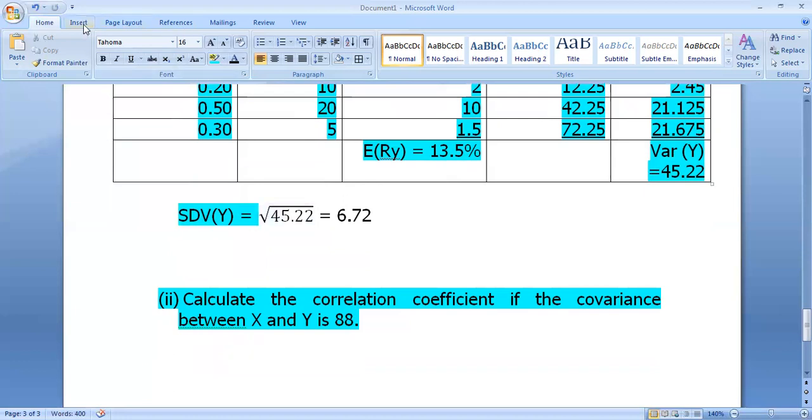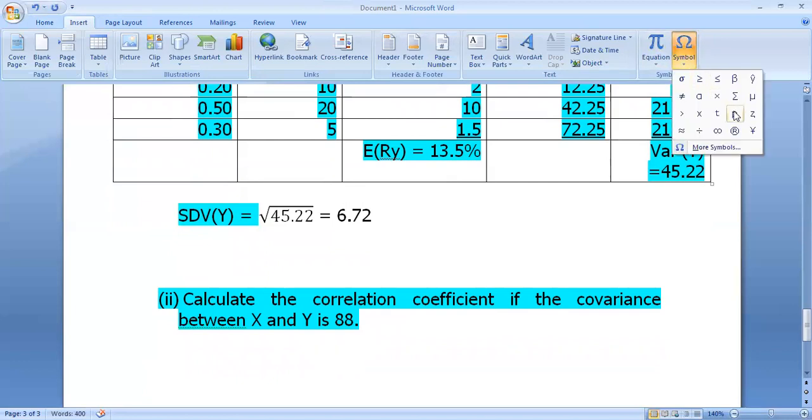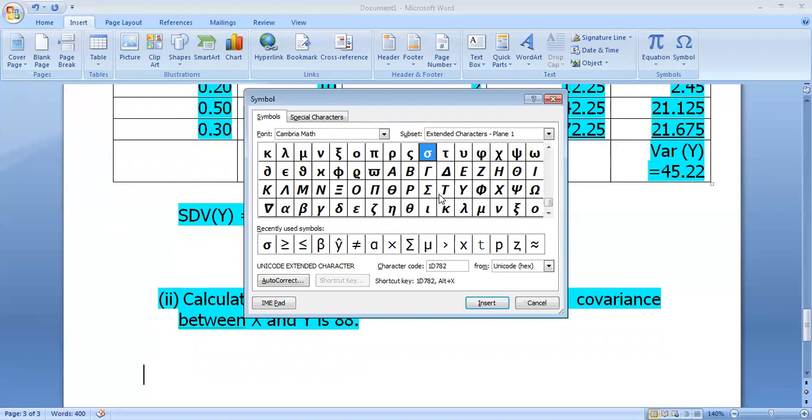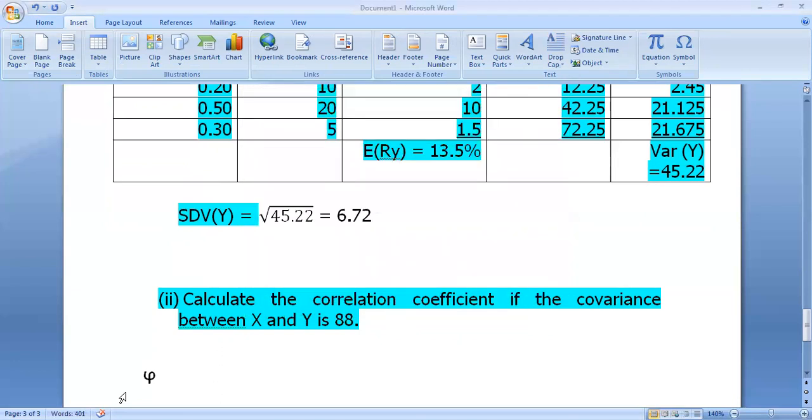Now, the correlation coefficient is denoted by rho. That is the symbol for correlation coefficient. Anyway, let me just write correlation coefficient, that is X and Y.